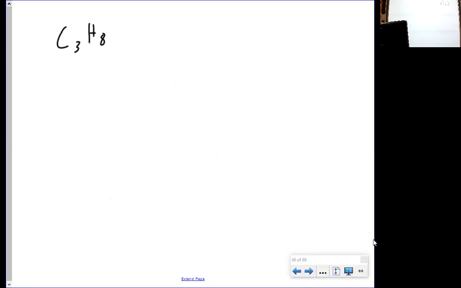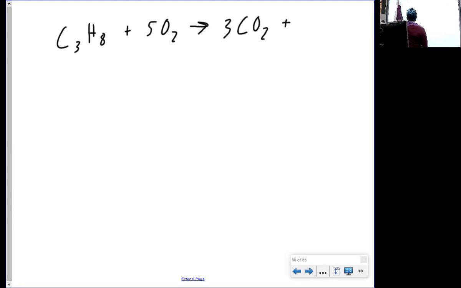Okay. All right. So we have C3H8. We're going to add that to 5 molecules of oxygen. And it's a combustion reaction, so we're going to need carbon dioxide and water. 3CO2 and, nope, 4H2O. Let's double check, make sure they did the math right when they balanced it. 3 carbons, 8 hydrogens. 4 times 2 is 8 hydrogens. 5 times 2 is 10. 3 times 2 is 6, plus 4 is 10. Beautiful, they did it right for us.